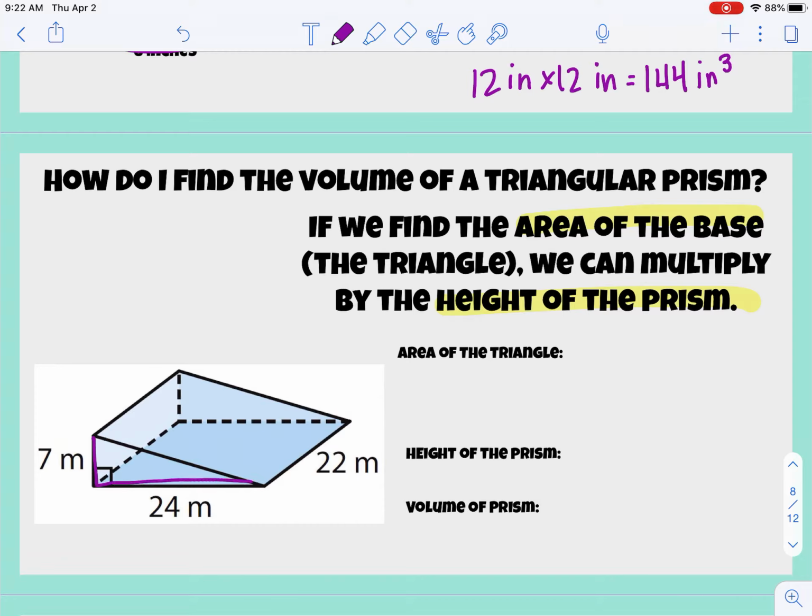It looks like we have a right triangle. And it looks like the base of our triangle, so remember base times height divided by 2, the base is 24, and the height is 7, and then we need to divide by 2. So let's take a second and calculate what that would be. We have 24 times 7, which gives us 168. And then we have our 2, so we're going to take 168 divided by 2, and we end up with 84 meters.